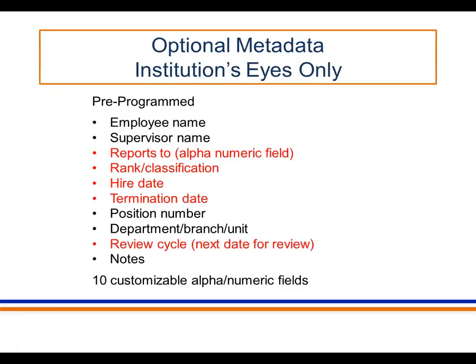I want to talk about the optional metadata, which institutions can choose to adopt, and this is for their eyes only. The idea is that we would pre-program ones that we think are pretty common, that people might be interested in: employee name, supervisor name, who it reports to, which could be a position number, the rank or classification. So we might use an exhibits coordinator, but we would call it an assistant university librarian because that would be its rank.